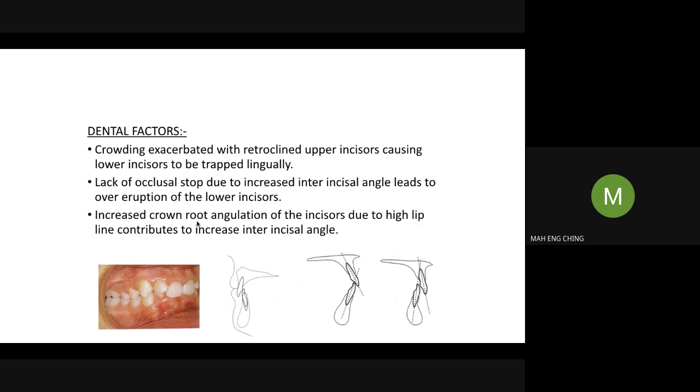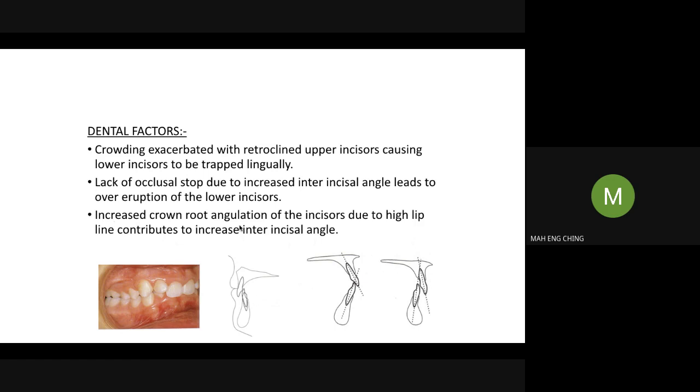Then they have an increased crown root angulation of the incisor due to the high lip line, which contributes to an increased inter-incisor angle. So imagine this is a normal inter-incisor angle, which is about 134. When the inter-incisor angle is normal, that means the lower incisor is biting on the cingulum plateau of the upper incisor. So when this upper incisor is retroclined and lower incisor is retroclined, then they have this increase in the inter-incisor angle. It means more than 134, because these incisors are retroclined, upper and lower.